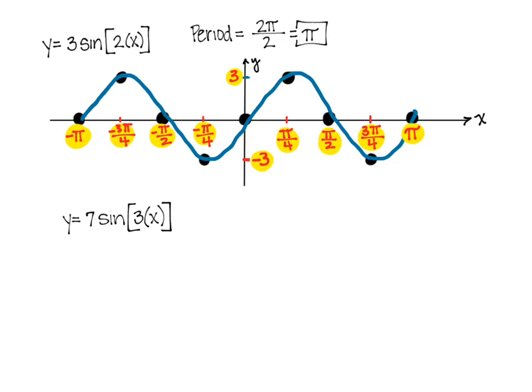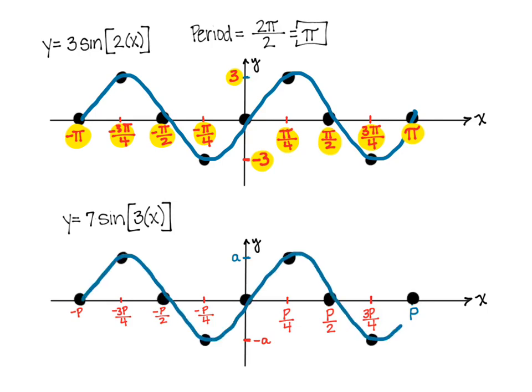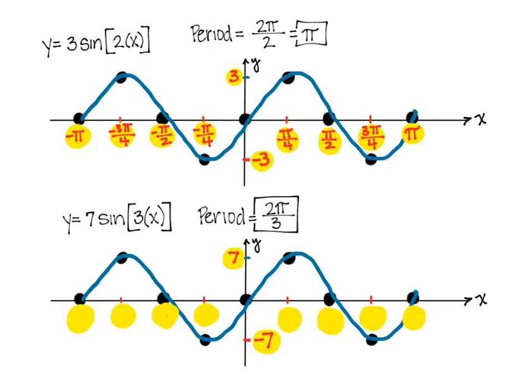Next problem, y equals 7 sine of 3x. We start off with our axes. We put in our dots. And we put in our curve. We notice that our amplitude is 7. So we go ahead and mark the amplitude. We find that our period is 2 pi divided by 3.